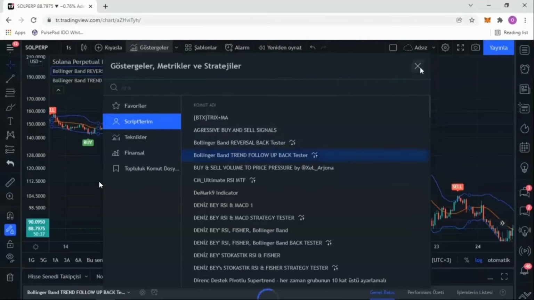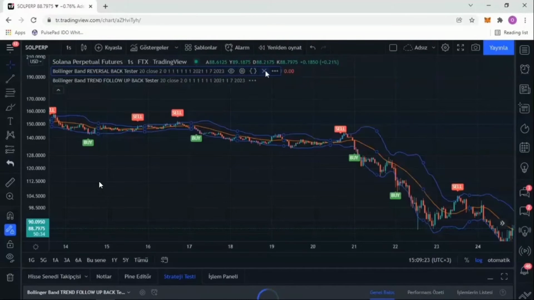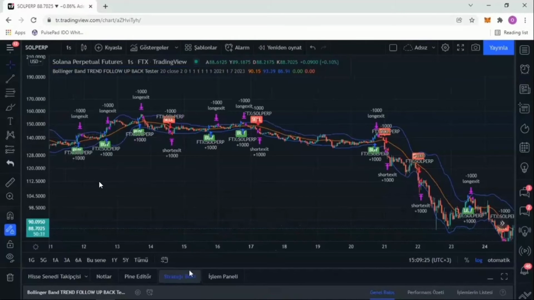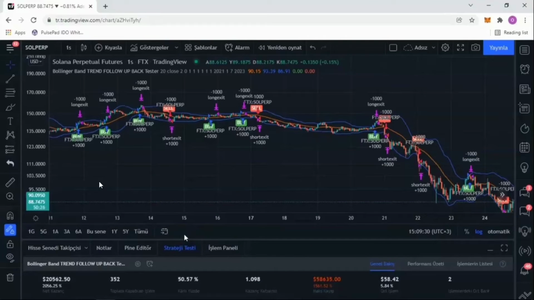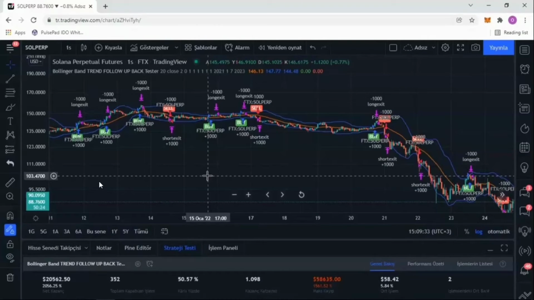Let's open the new strategy tester. I will close the previous one. Okay, let us explain how our strategy works. Unlike the previous strategy, this strategy considers that there will be a powerful movement in the same direction when price crosses above or under the top and bottom lines. So, once the price crosses above the upper line, we will open a long position, and once the price crosses under the bottom line, we will open a short position to catch the big wave.